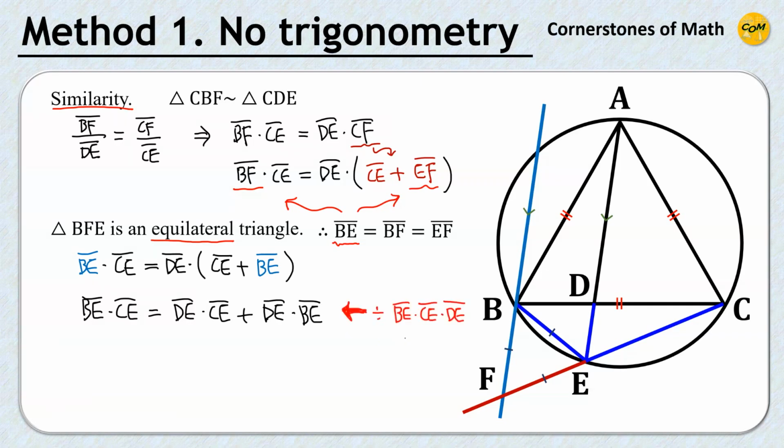And if we divide both sides by BE times CE times DE, we have 1 over DE equals 1 over BE plus 1 over CE, which is the equality that we wanted to prove.